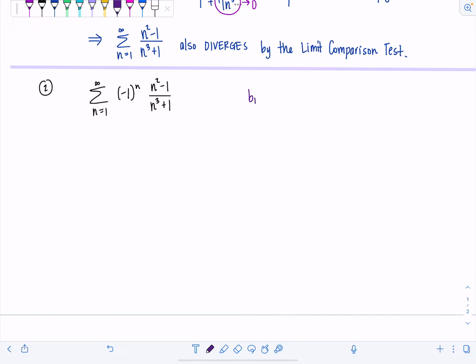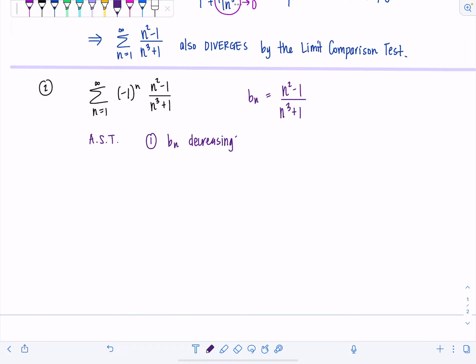So first, make sure you define things properly. bn are the terms without the alternating part. So bn is (n squared minus 1) over (n cubed plus 1). And remember, there's two things we need to show when we use AST. First one is, are the terms decreasing? Is bn decreasing?